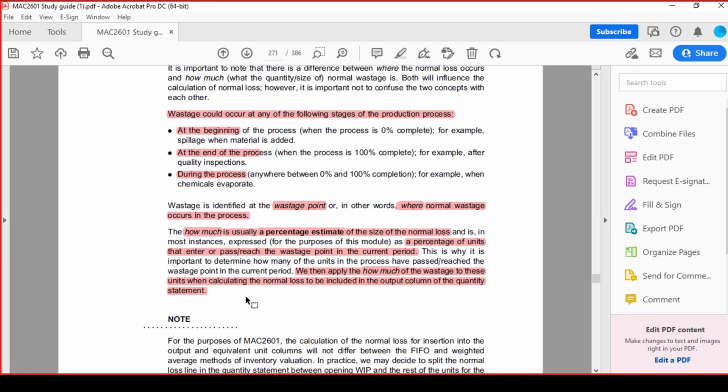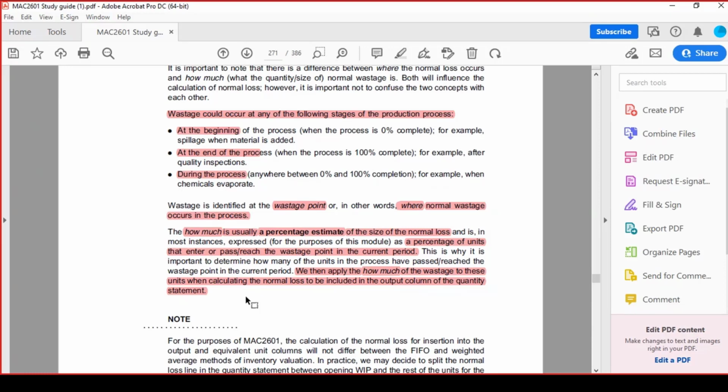How much varies. That's the estimated size. Let's say you are 25% into this process, and after doing that quality inspection, at least 4% of what you've brought in at the 25% will be lost. So never confuse the percentages to think that 4% is the wastage point. The wastage point is 25%, where normal loss occurs.